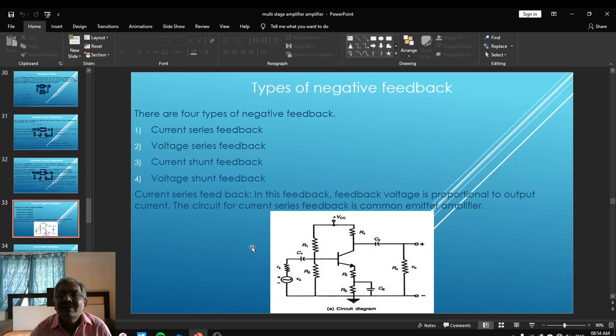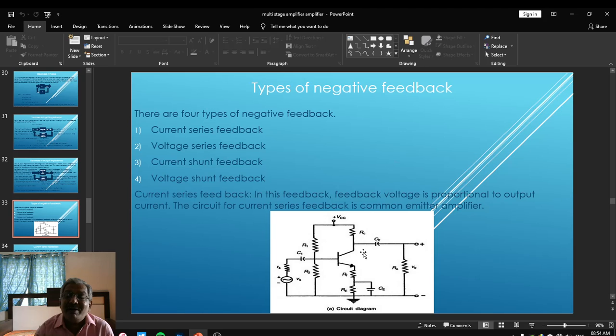Such a circuit to which we are already familiar, that is the common emitter amplifier circuit, acts as a current series type of feedback, and it is represented in this particular figure. Obviously, by virtue of being a common emitter amplifier, it consists of a transistor in common emitter configuration, where the emitter is common for input as well as output.